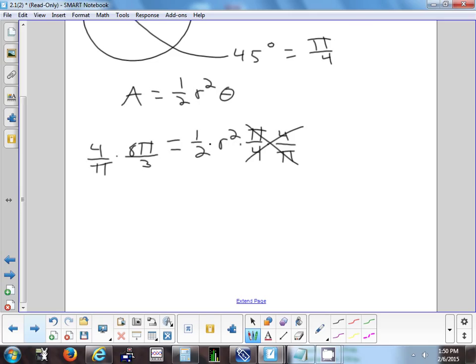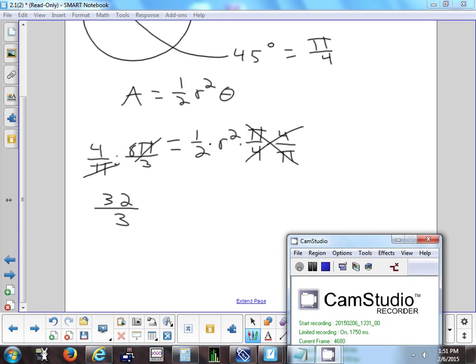Yep. 8 times 4 gives me 32. Now, what's going to happen with the pi? It's going to go where? Yeah, it's going to cancel out. Got a pi in the bottom, pi in the top. So we're left with 32 divided by 3. All right, so we got 8 times 4 is 32 divided by 3.